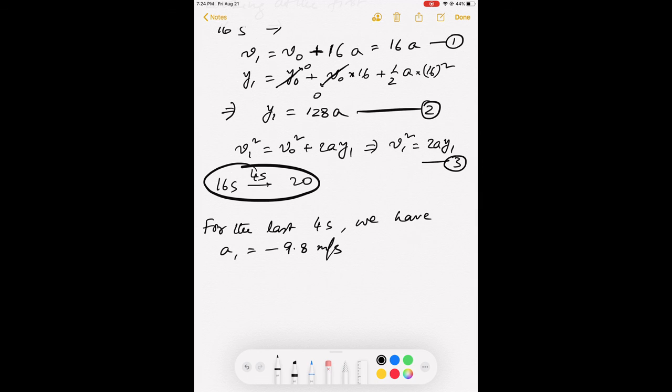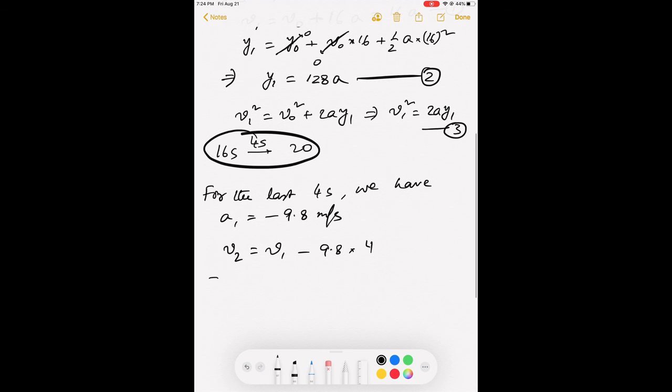And we can write down the equations with this, like v2 equals v1 minus 9.8 times 4. 4 is the time, 9.8 is the acceleration. So if you simplify this, this will become v2 equals v1 minus 39.2, and you can call it equation number 4.